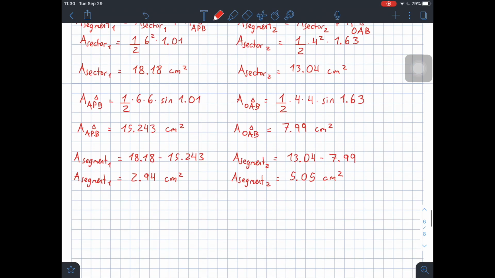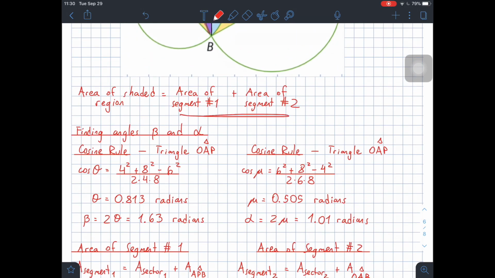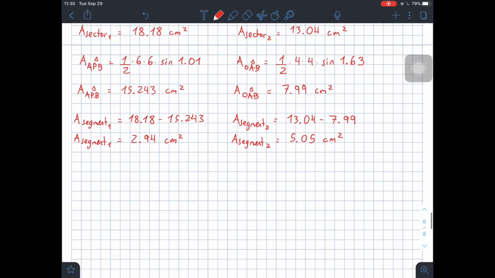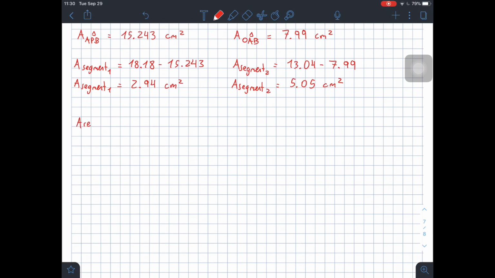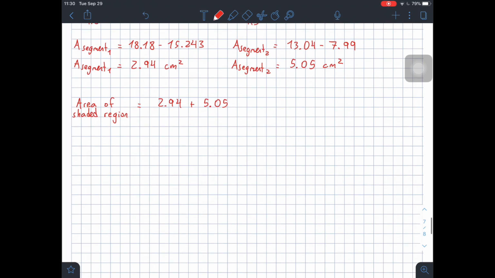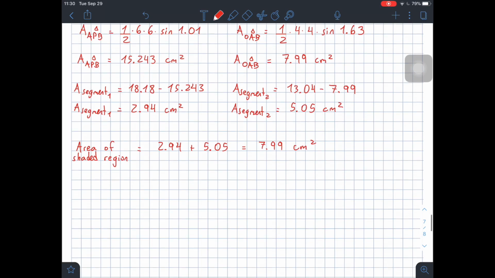Okay, finally, we have the area of segment 2, the area of segment 1. So we said at the beginning that the area of the shaded region is the addition of both areas of segments. So finally, we would say that the area of shaded region is equal to area of segment 1, 2.94, plus area of segment 2, 5.05. So finally, this is the answer. We get that this is 7.99 centimeters squared. And this would be the answer for the area of the shaded region we were looking for.